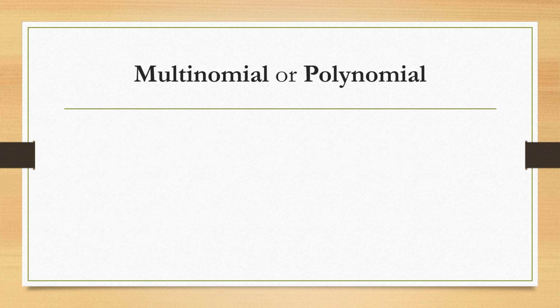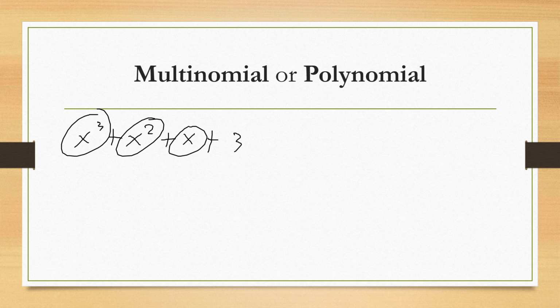So, next is a multinomial or polynomial. So, this one is an expression that is more than 3 terms. So, pag-apat na. So, paano po yun? So, let's say, for example, we have x to the 3rd power plus x squared plus x plus 3. So, meron na tayong apat na terms dyan. That is 1, 2, 3, 4. So, that is a multinomial or a polynomial.